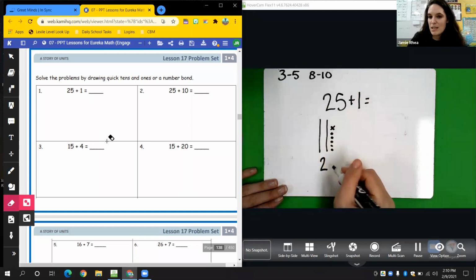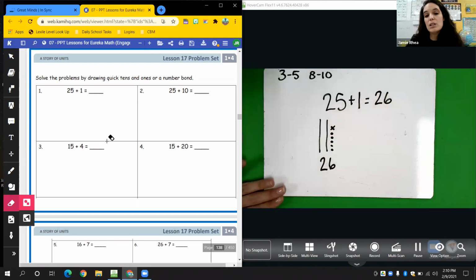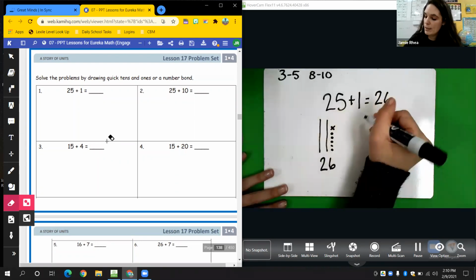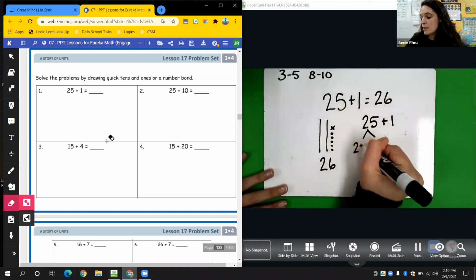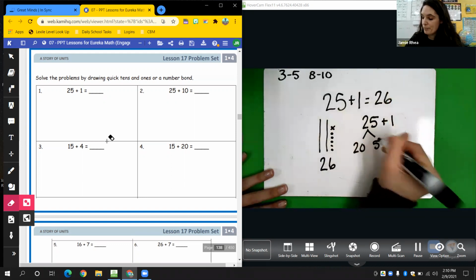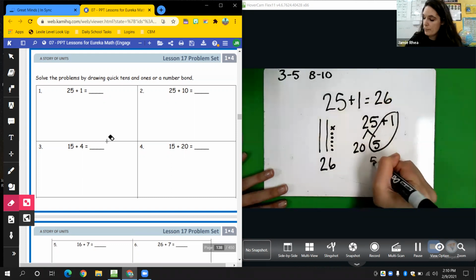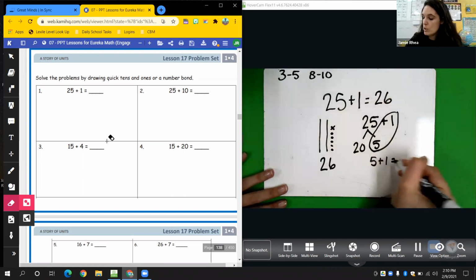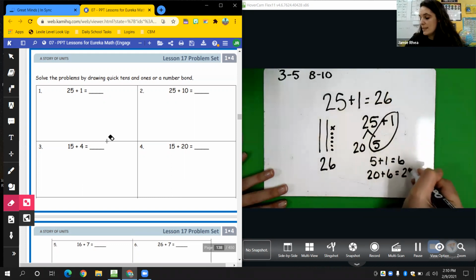Now I know we have 2 tens and 5 plus 1 is 6. So I have 26. Now friends, if I were going to do this the number bond way, I would do it like this. 25 plus 1. Break apart my 25 into 20 and 5. Then I'm going to add my 5 and my 1, which is 6. And then I'm going to say 20 plus 6 equals 26.